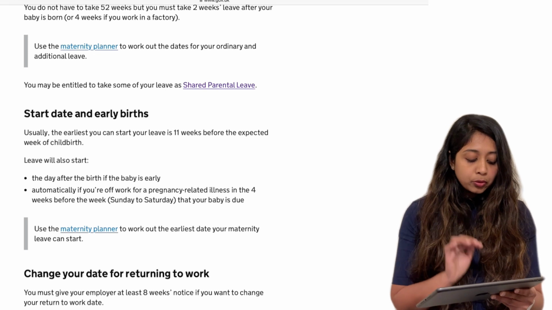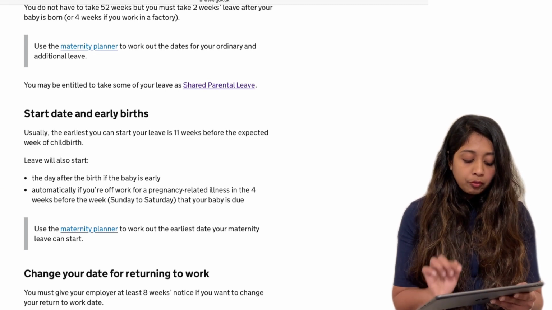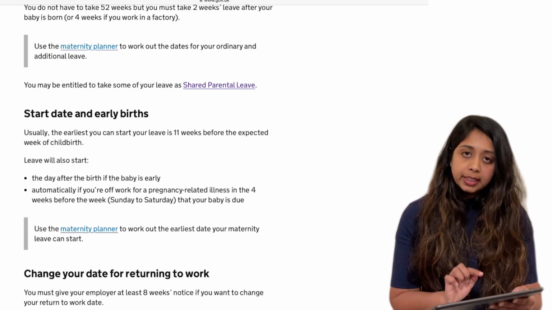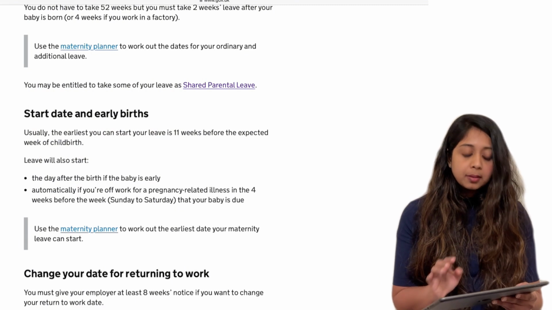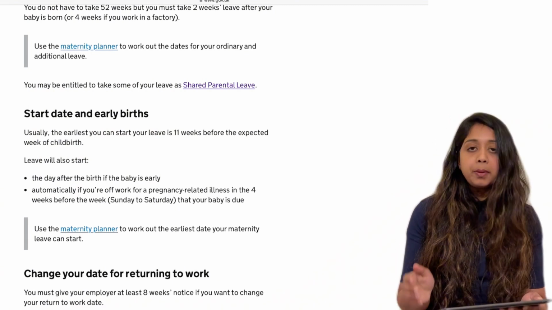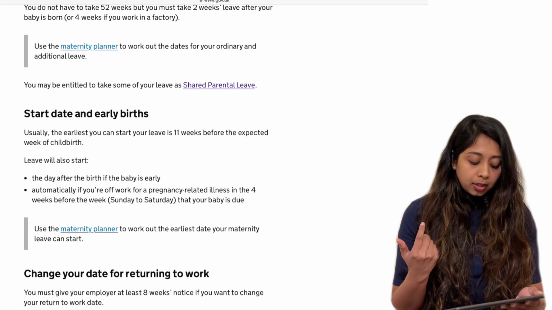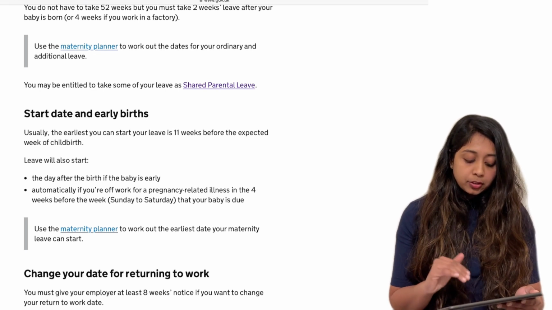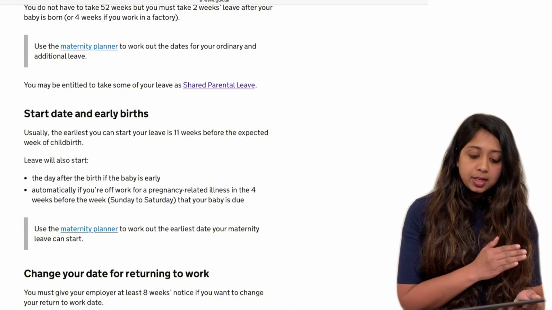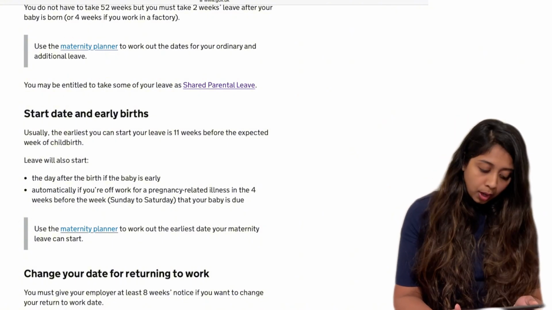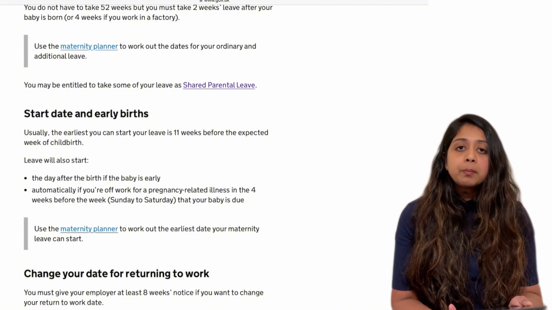And also automatically if you are off work for a pregnancy related illness in the 4 weeks before the week that your baby is due. In that case, if you are off due to an illness related to pregnancy within 4 weeks of when the baby is due, your statutory maternity leave starts.